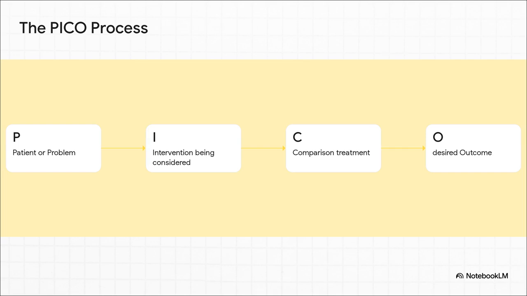So how do they actually use all this? They use something called the PICO process to ask a super clear, focused question. For a specific patient, what intervention, when you compare it to something else, will produce the desired outcome? It takes a messy, vague problem and turns it into a searchable question, which lets them find the perfect evidence they need for a specific kid, like the example they give of Brendan, a 3-year-old with autism.